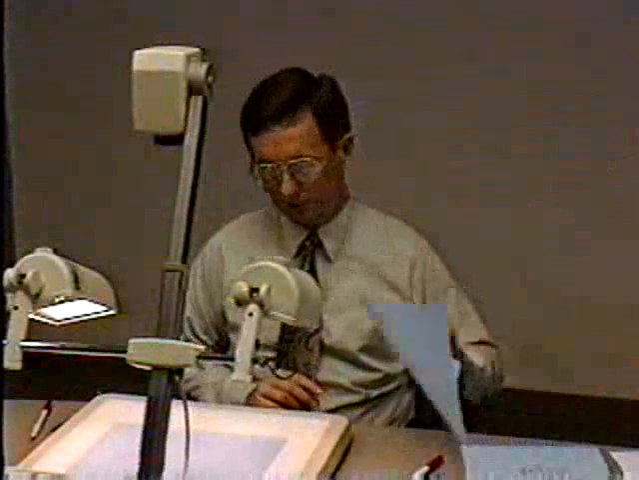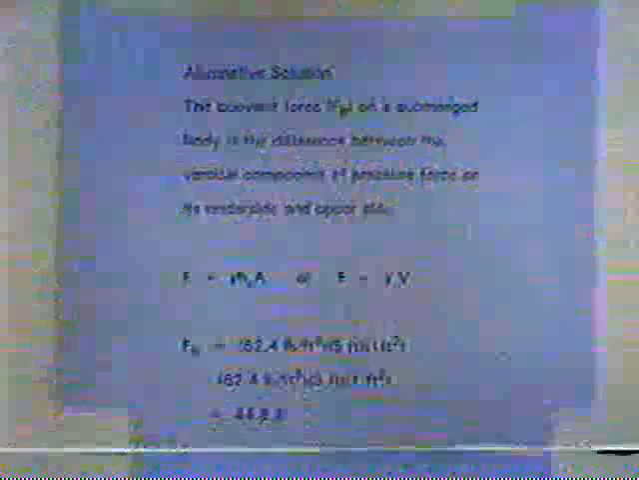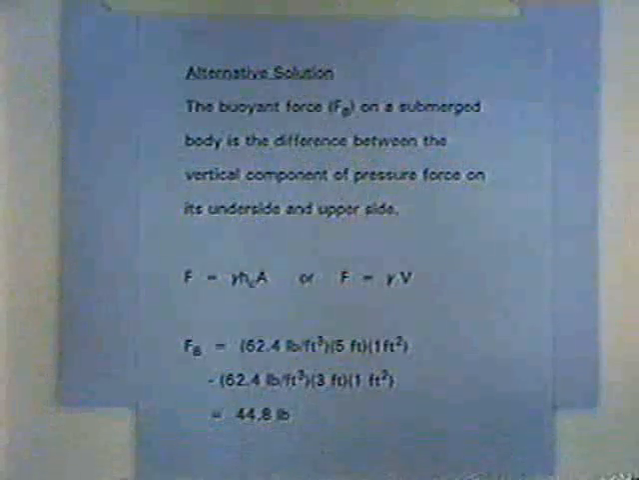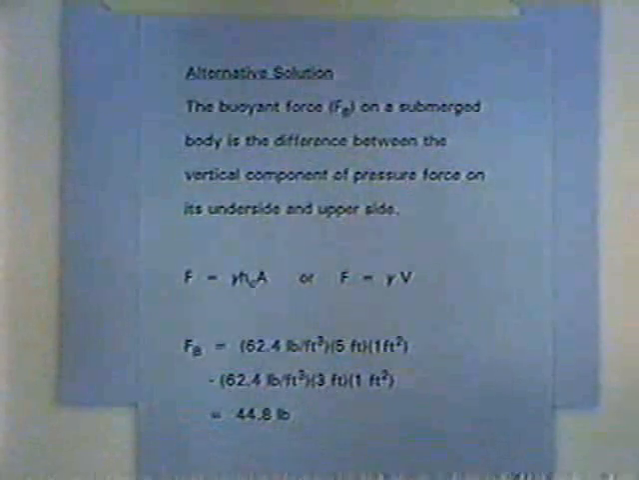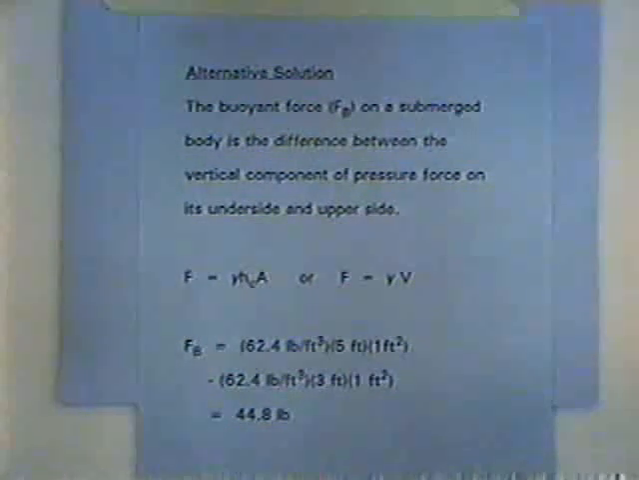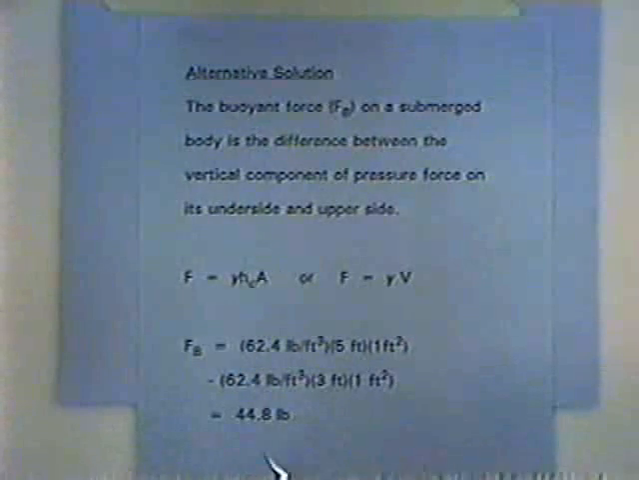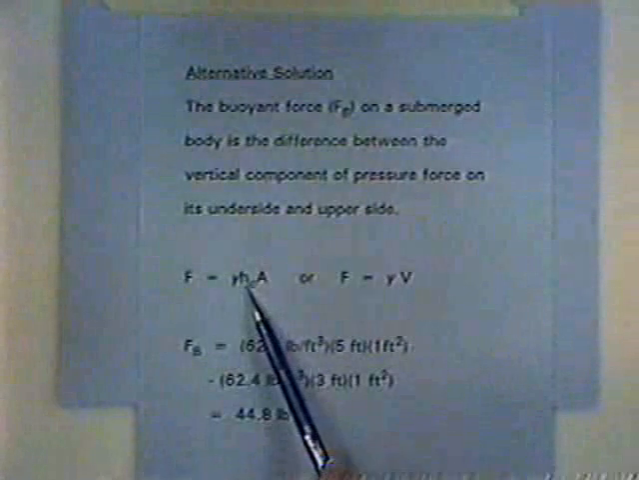Now we can do that all over again using the equations that we used in the previous examples as well. In this alternative solution, we're going to compute that same buoyant force on the submerged body as a difference between the vertical component of the pressure force on the underside of the wood block and on the upper side of the wood block. Here are a couple of equations that we've seen already. Again, back to that original transparency, the pressure is gamma H, force is pressure times area. In this context, the H, the head, is measured from the water surface.